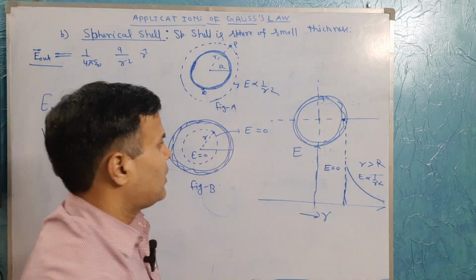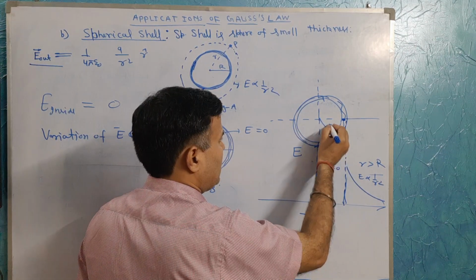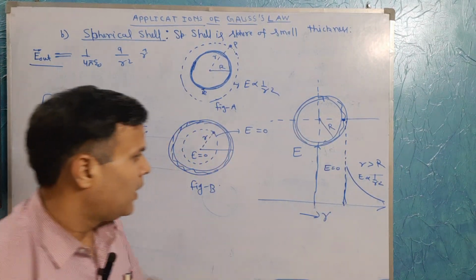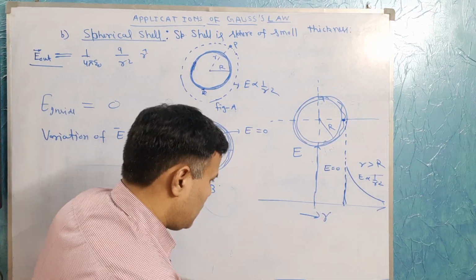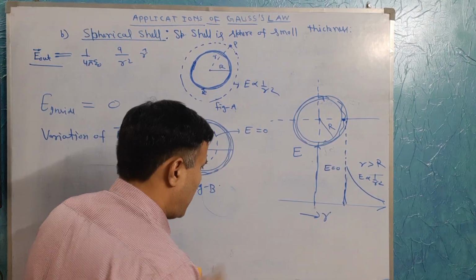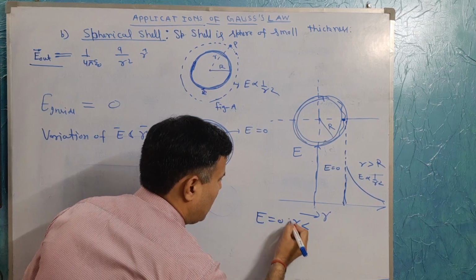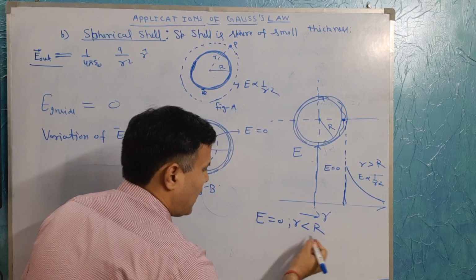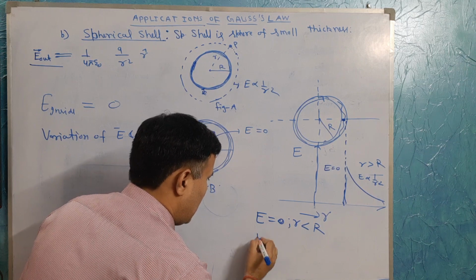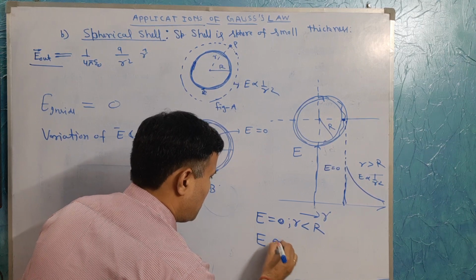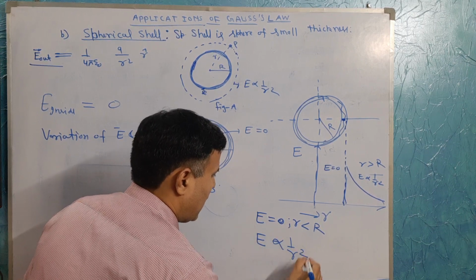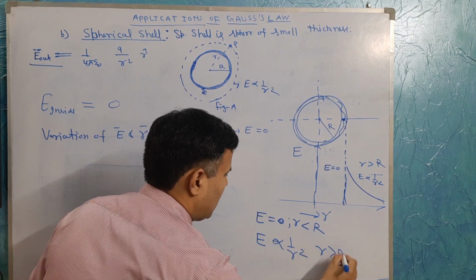If R is the radius of this spherical cell, then you can write the electric field profile as E equal to 0 for r less than R, or r equal to R, and E is proportional to 1 by r for r greater than R.